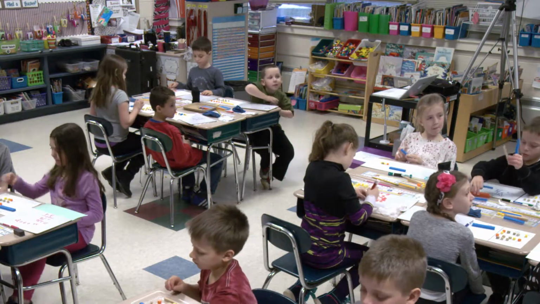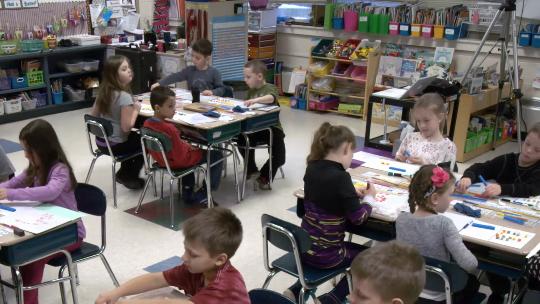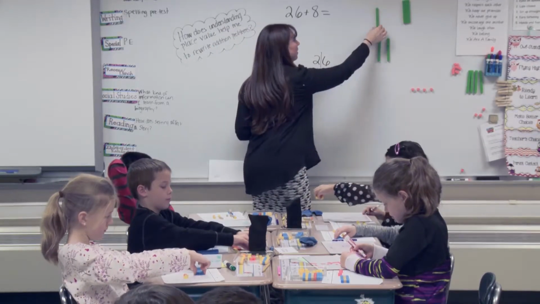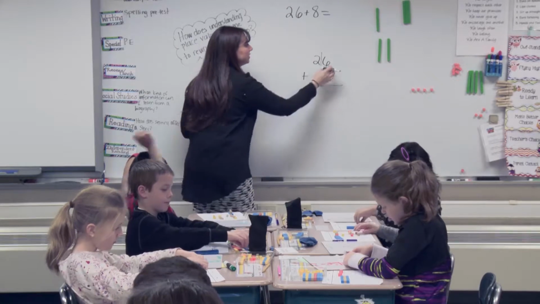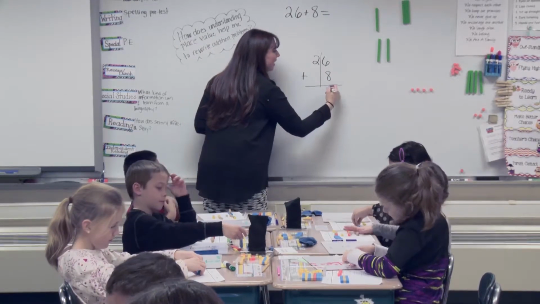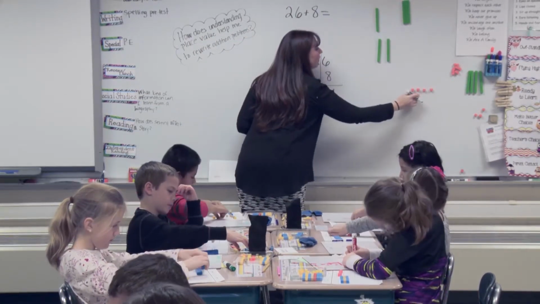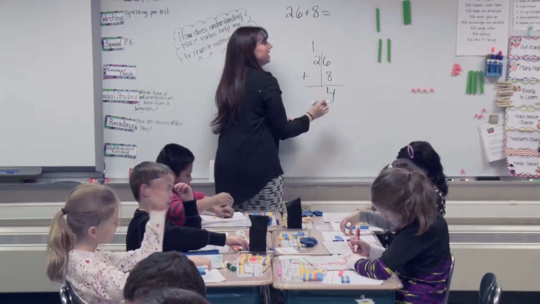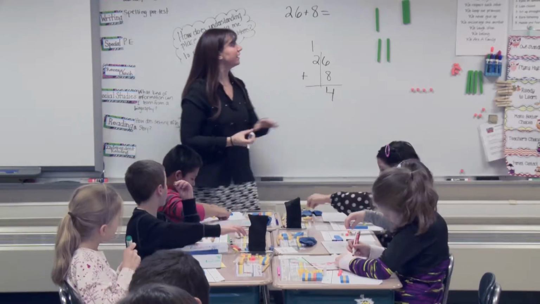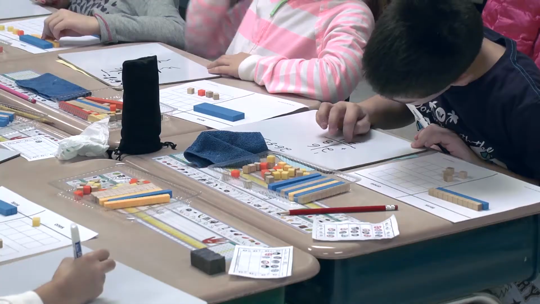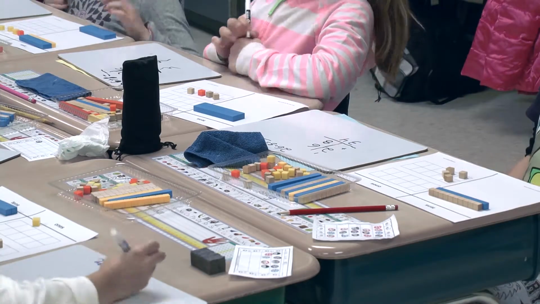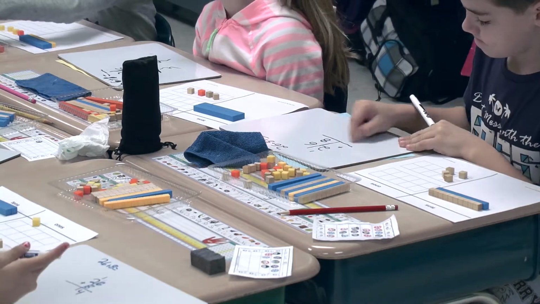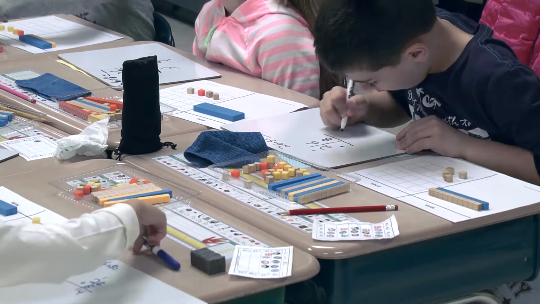So I want you to do that now. I want you to take those 10 ones, and I want you to take a 10 and add it to the 10. So 6 plus 8 is 14. I still have 4 ones, and I'm adding a 10 to the tens place, just like I did with my blocks. So 6 plus 8 is 14. 14 is 1 ten and 4 ones.